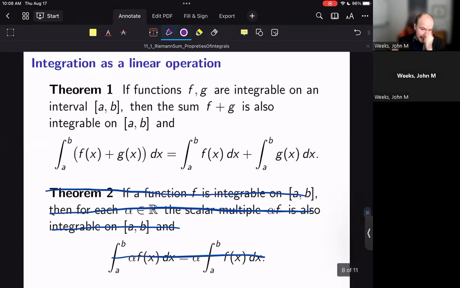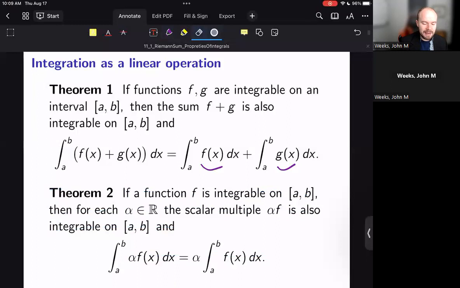Now, instead of looking at just one function, we could also integrate the sum of two functions. And the way that that works is also very nice. That's due in part to the fact that the Riemann sum is linear with respect to its functions. We'll talk about that a little bit more once we get to the proof of that. But it's the same reason that the scalar multiple works the same way. The alpha can come out.